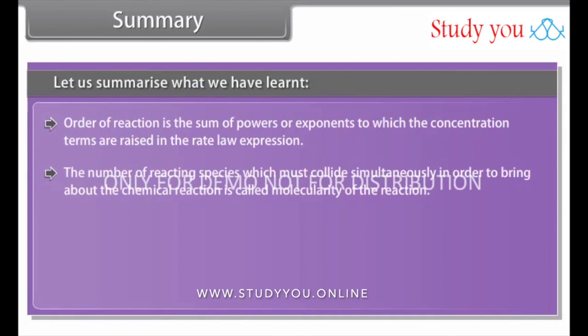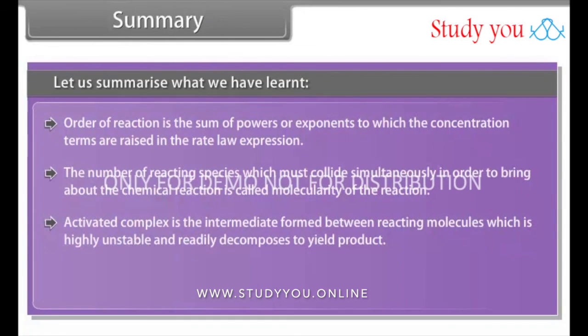The number of reacting species which must collide simultaneously in order to bring about the chemical reaction is called molecularity of the reaction. Activated complex is the intermediate formed between reacting molecules which is highly unstable and readily decomposes to yield product.